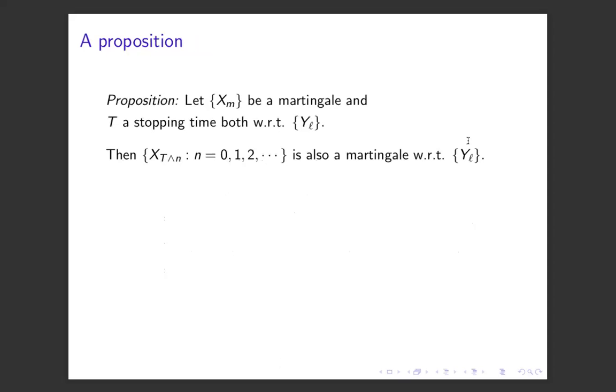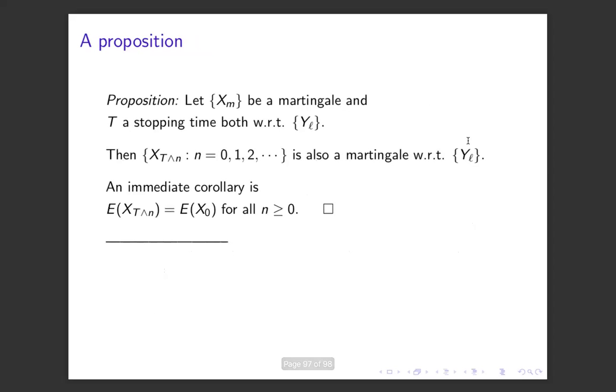Let x n be a martingale and t a stopping time. Then the process x sub t wedge n as n varies is also a martingale with respect to y. And an immediate corollary is, since this is a martingale, by the property of martingale, the expectation doesn't change. So expectation of x sub t wedge n is the same thing as expectation of x0.